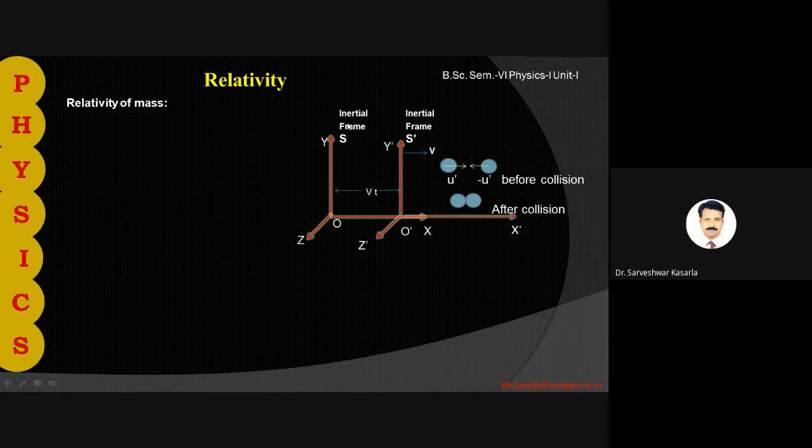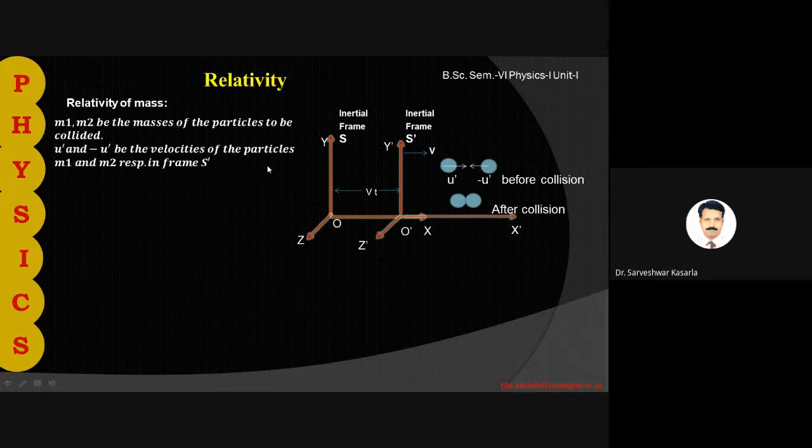Now here the frame S is the stationary frame and this frame S dash is the moving frame, moving with uniform speed, say v. Now these masses m1 and m2, which are moving with velocity u dash and minus u dash, as it is moving in the opposite direction, its velocity is taken as minus u dash. So these velocities are with reference to this moving frame S dash.